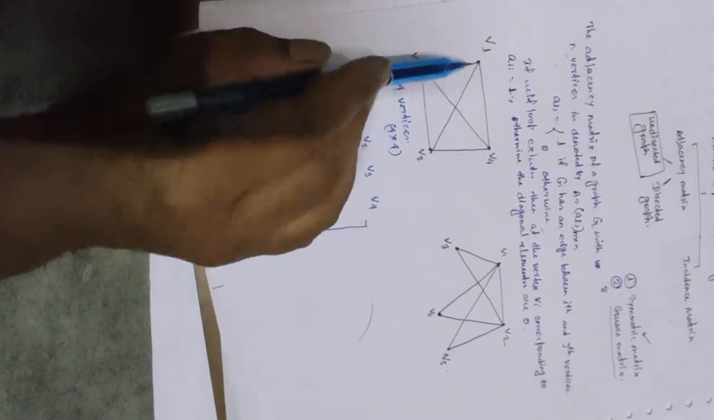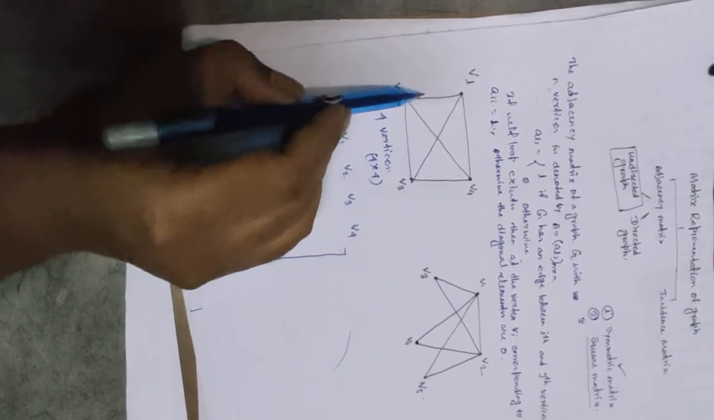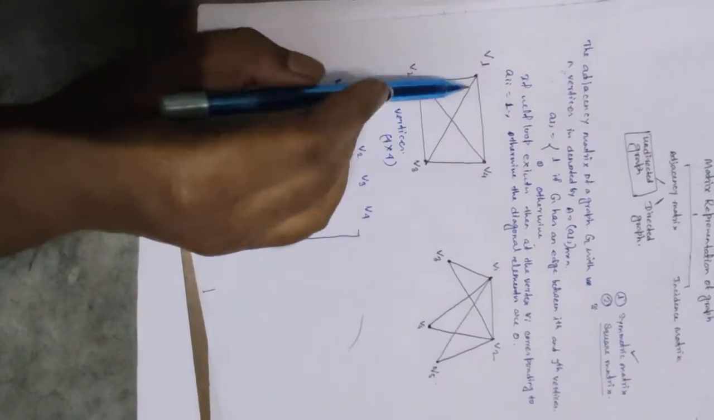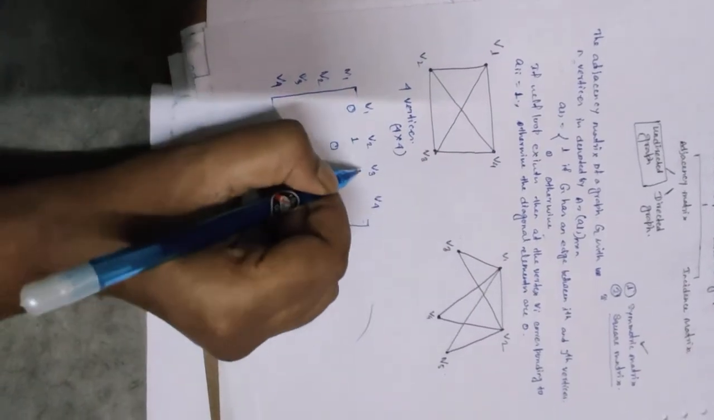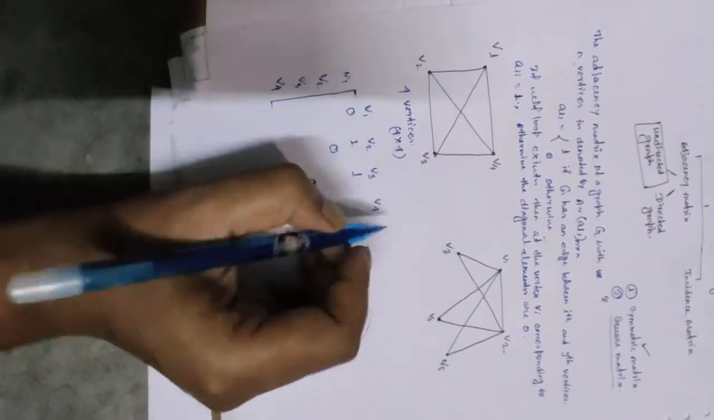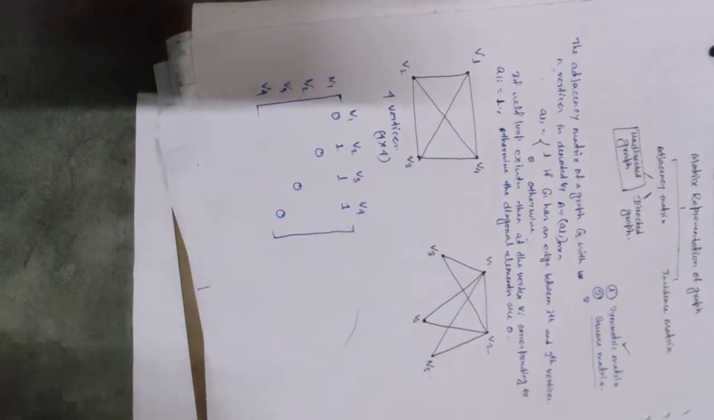Now see here, is there any edge between v1 and v2? Yes, there exists an edge, so here we have to write 1. Is there any edge between v1 and v3? Yes, so we have to write 1 here. And is there any edge between v1 and v4? Yes, that is one edge, that is 1.